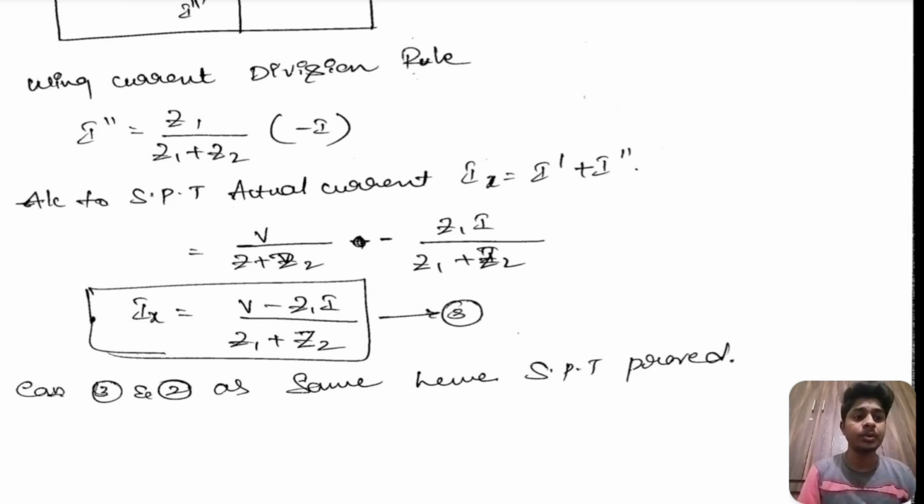According to the superposition theorem, the actual current Ix equals I dash plus I double dash. The final equation, Ix equals (V minus Z1I) divided by (Z1 plus Z2). Equations 3 and 2 are the same. The superposition theorem is proved.